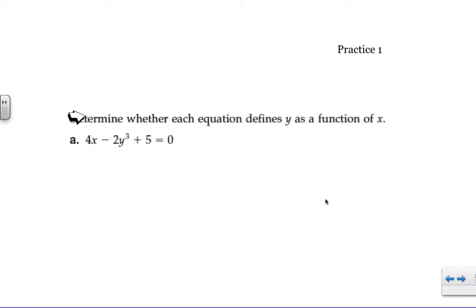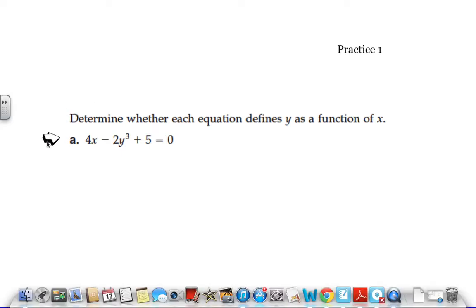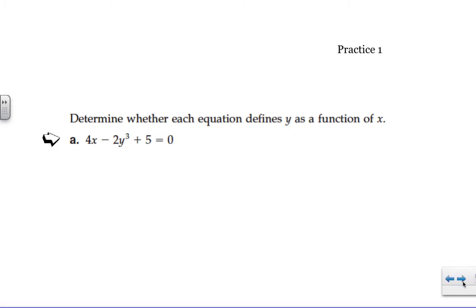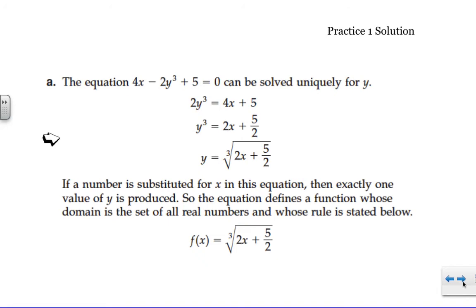Okay, so here's practice number 1. This one you're going to want to try on your own. These are a little tricky, and this really is focusing on the fact that you have background knowledge from having done this before. My best recommendation for this is see if you can come up with more than one solution for the y. And if you can't, then it is a function. Okay, so here's your solution.